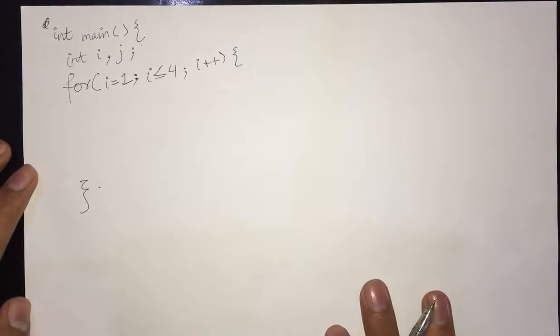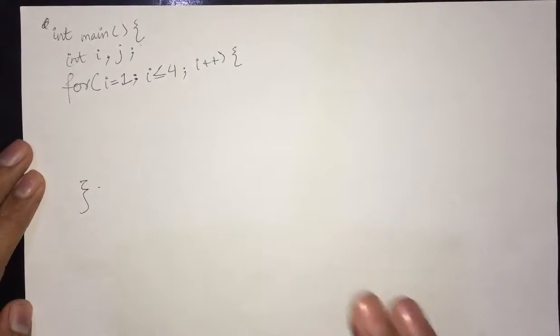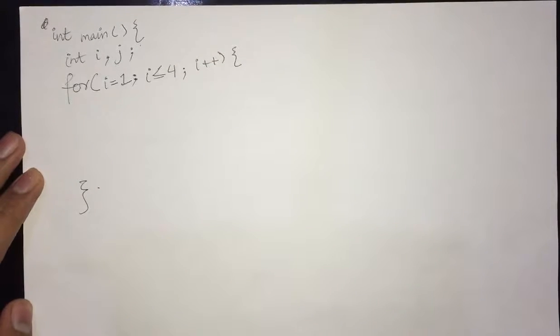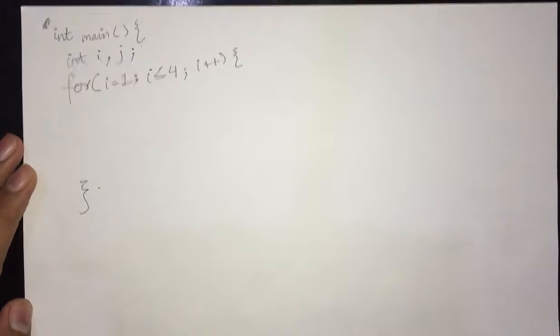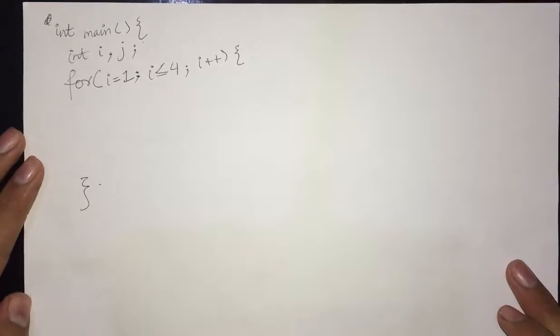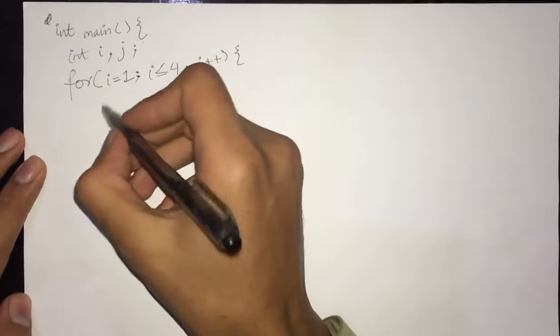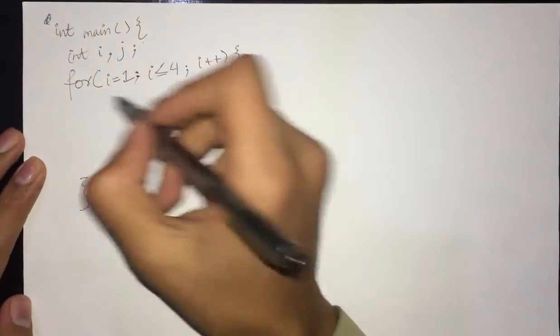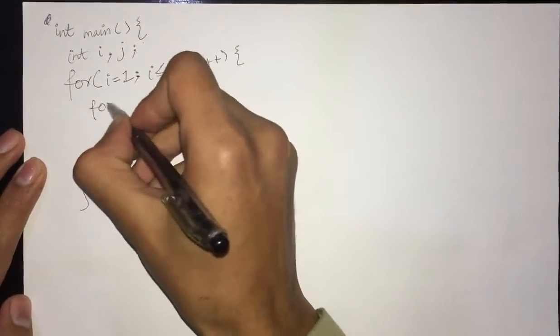So for this reason we are going to have to insert another loop inside. And if you guys don't want to use a nested loop, you can always use a for loop 4 times, but it's more efficient to use the nested one rather than using a loop 4 times. So here we declare another loop.